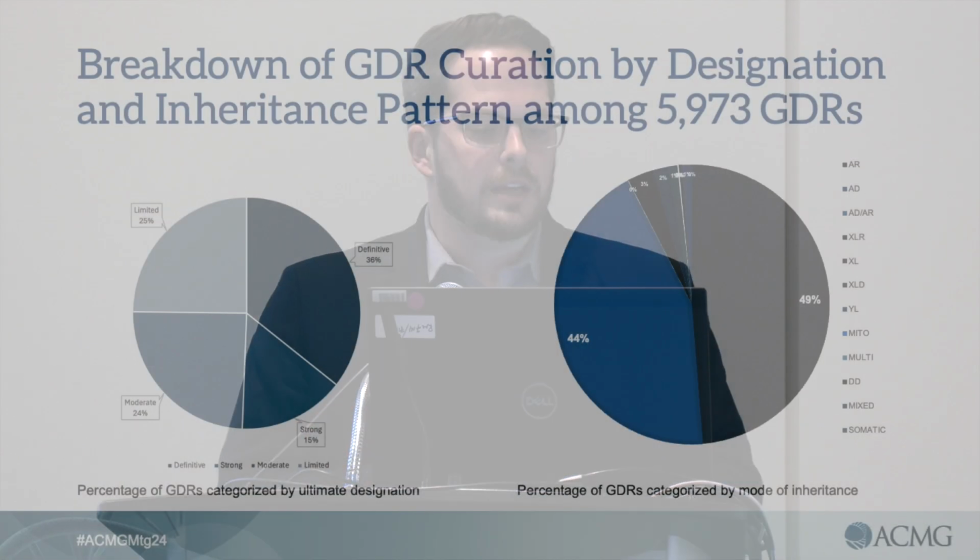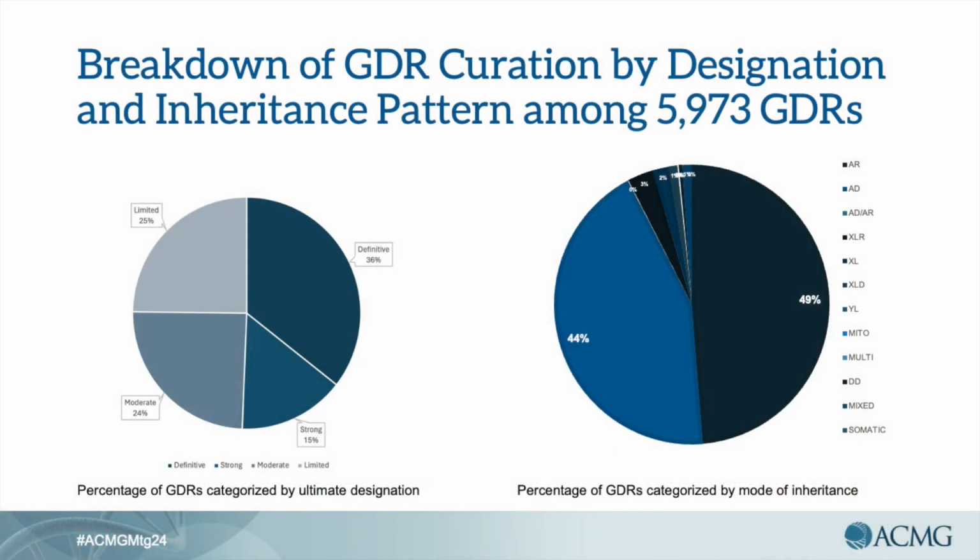This is a breakdown of all of those GDRs, all 6,000 of them. On the left is a breakdown according to the designations, the quantitation and assessment of the evidence. About a third of those GDRs that had affirmative designations were definitive, 15% were strong, and about half were either moderate or limited. And if you look at the other pie chart on the right, you can see the breakdown according to inheritance pattern, with the lion's share being broken out between autosomal recessive and autosomal dominant.